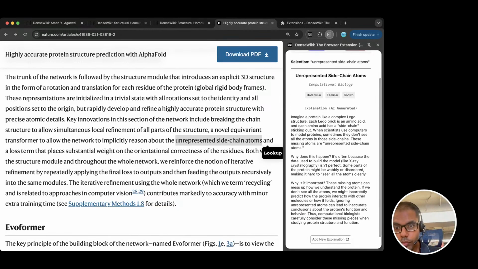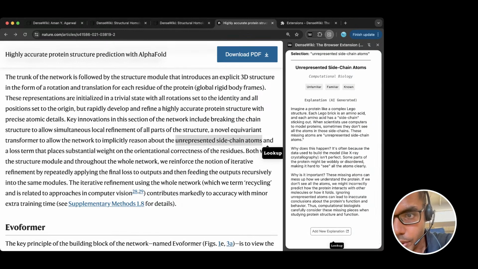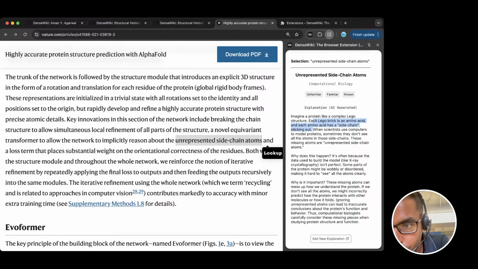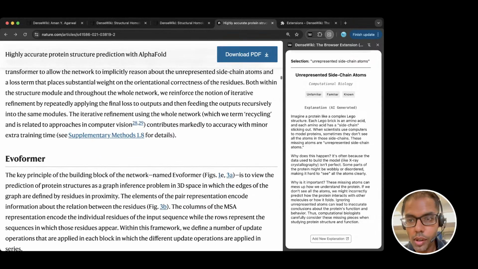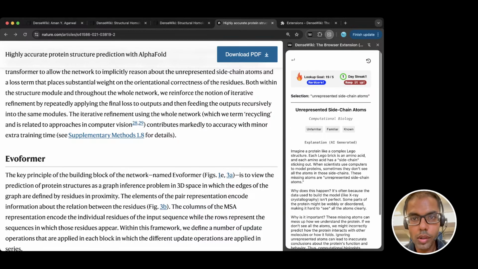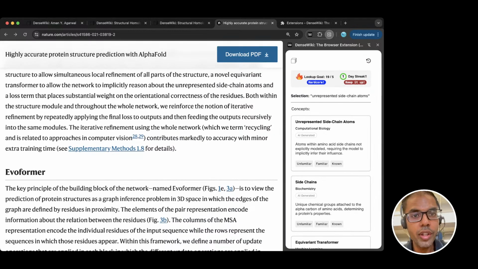Okay, unrepresented side chain atoms. Imagine a protein like a complex Lego structure. Each Lego is an amino acid, whatever. When scientists use computers to model proteins, sometimes they don't see all the atoms in those side chains. Hmm. Okay. So it reasons about those missing or underrepresented side chain atoms.